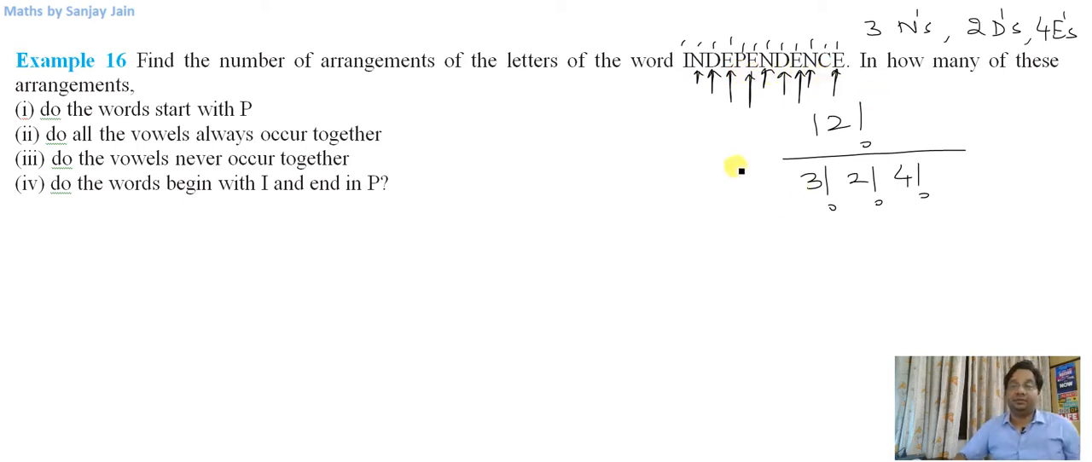So yes, this will be the total number of arrangements of the letters of the word independence. I have divided by 3 factorial into 2 factorial into 4 factorial because 3 were alike of one kind, that is N, 2 were alike of other kind, that is D's, 4 were alike of some other kind, that were E's. So this is the total number of arrangements.